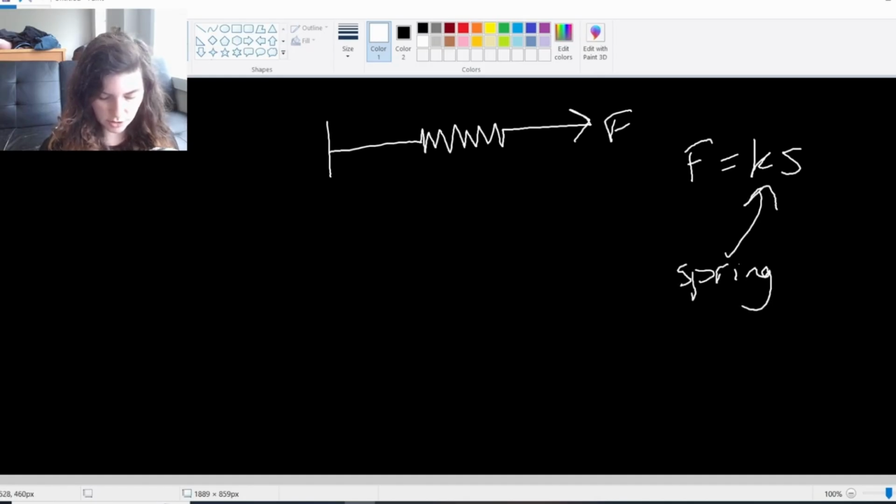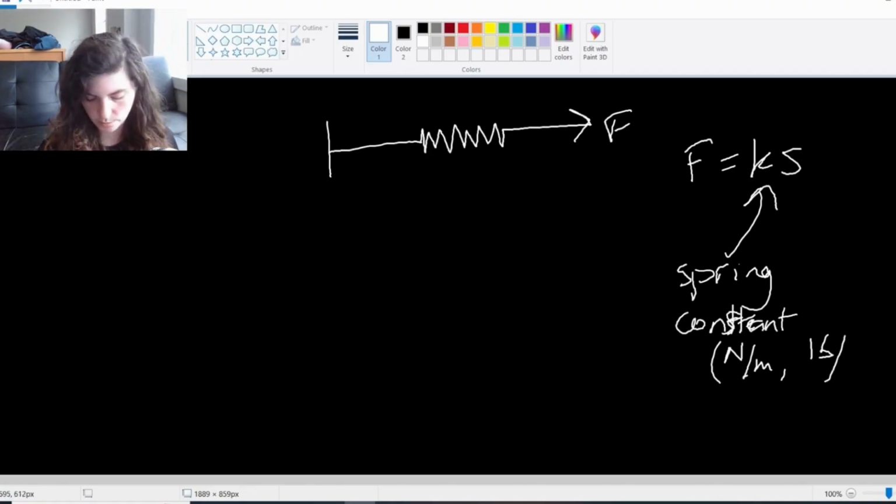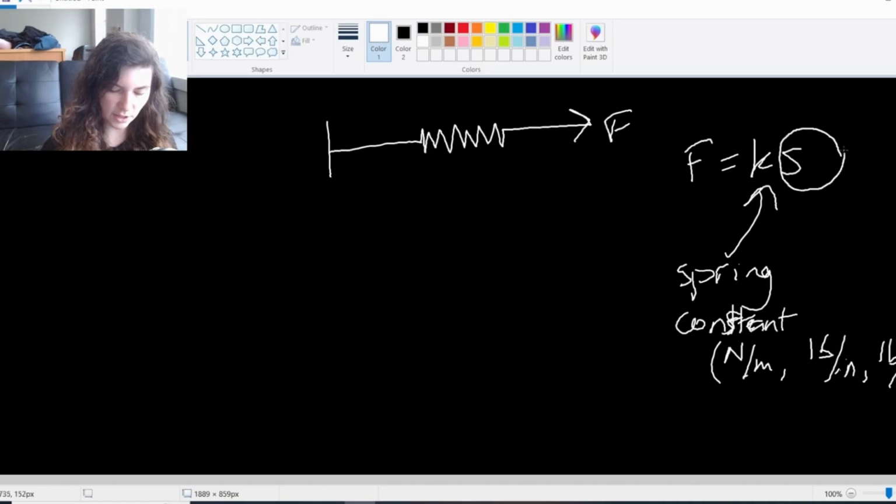This is usually given to you. Sometimes you have to solve for it, but the spring constant, which always has units of newtons per meter or pounds per inch or foot. It could be either pounds per inch, I would say is more common, or pounds per foot. This is what you'll see for the spring constant. And then this S value here represents displacement.